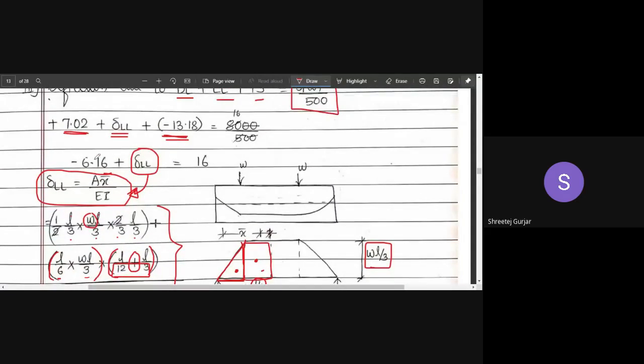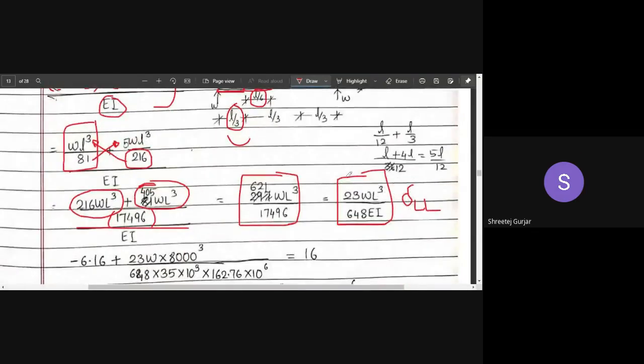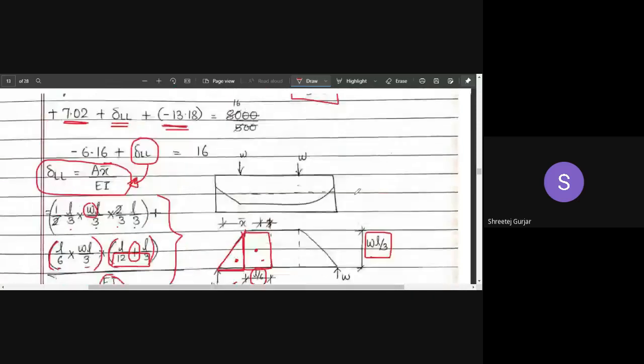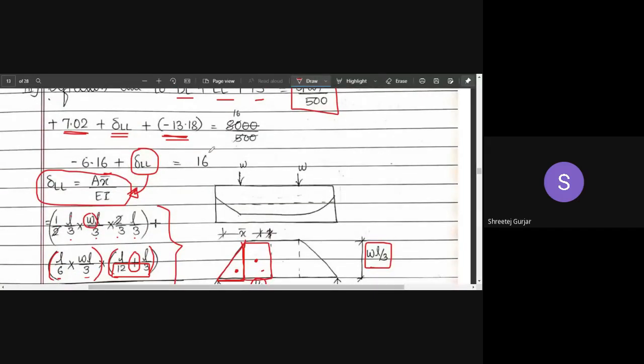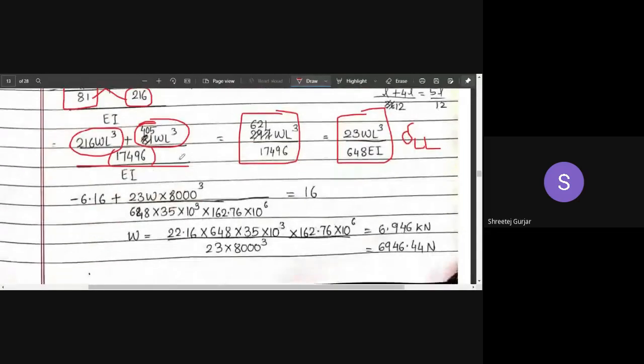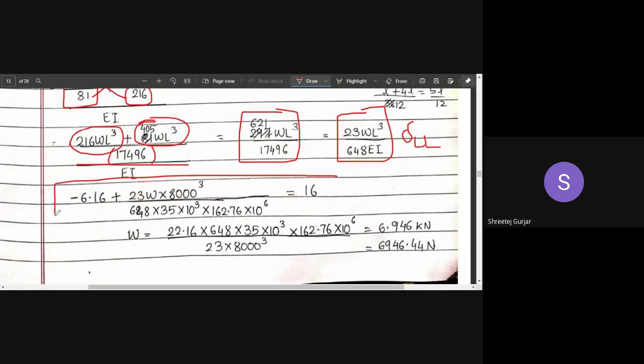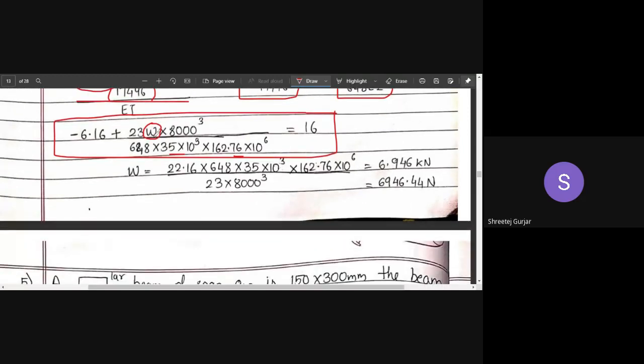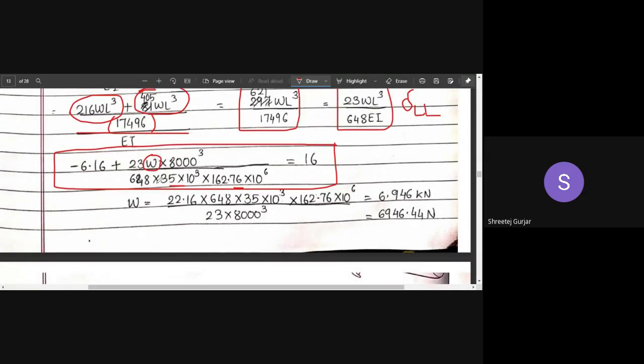So delta LL we know, minus 6.16. Whatever simplified formula we have got, 23 by 648, you have to substitute here, is equal to 16. So that is what we have done over here. Minus 6.16, and then this formula we have substituted here is equal to 60. W is unknown, we have kept it as it is. L we know it is 8,000. E into I, we know those individual values. We have substituted, and then we have to solve for W.